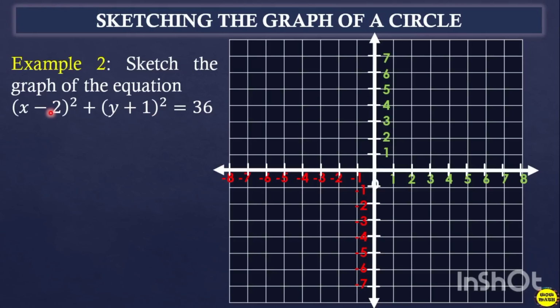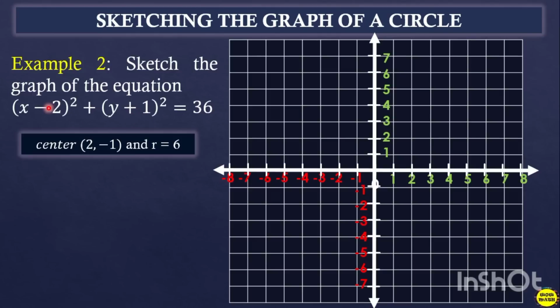So, ano yung magiging center natin? Saan natin makikita? Yung center natin dito ay 2 and negative 1. Okay. So, yung center natin is positive 2 and negative 1. And then, since equation yung given, ibig sabihin, hindi pa ito yung radius natin. So, kunin natin yung square root ng 36 natin. Ang square root ng 36 is 6. Yun yung radius natin. Yun yung value ng radius natin.